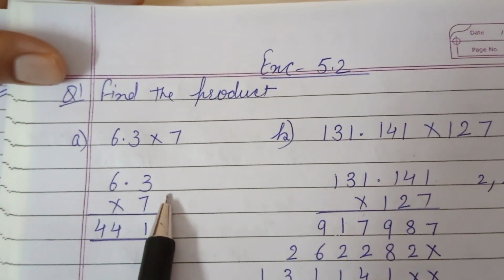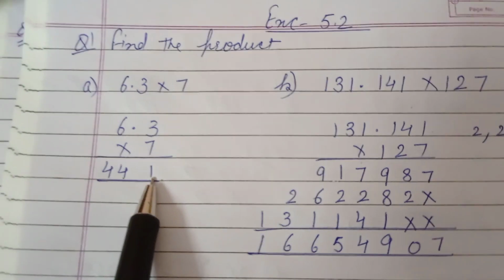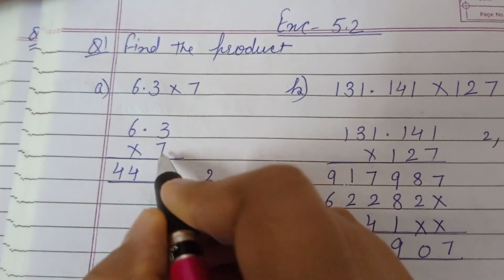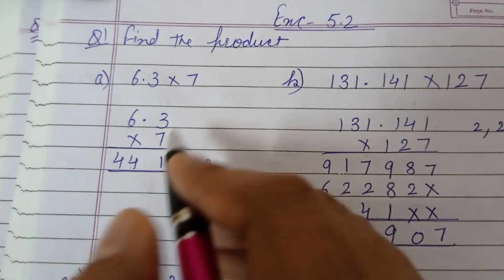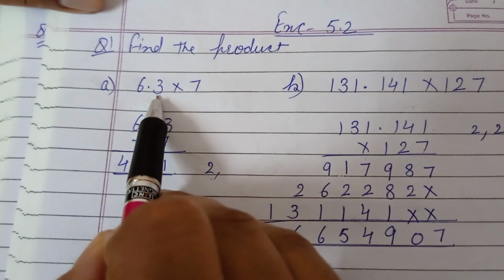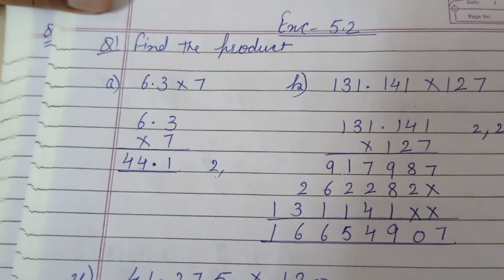So children, I wrote 6.3 with 7, that multiplication. 7 3s are 21. You are left with what? 2. Now 7 6s are 42 plus 2 is 44. Now how to put the decimal? See, after the decimal how many digits? Single digit. So leave one digit and put the decimal here.